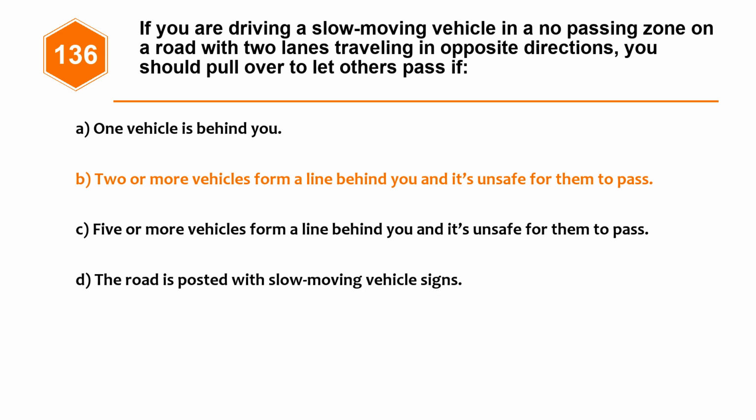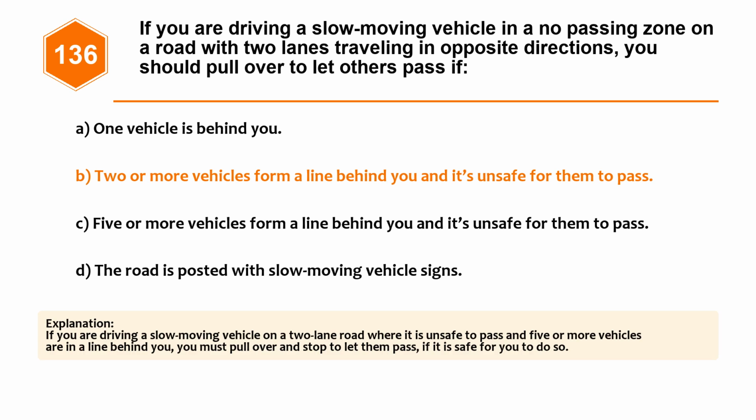The correct answer is option B. 2 or more vehicles form a line behind you and it's unsafe for them to pass. Explanation. If you are driving a slow-moving vehicle on a 2-lane road where it is unsafe to pass and 5 or more vehicles are in a line behind you, you must pull over and stop to let them pass, if it is safe for you to do so.